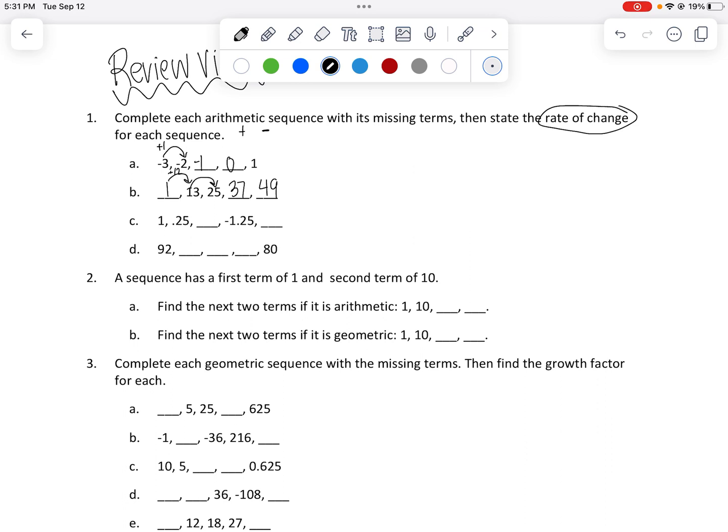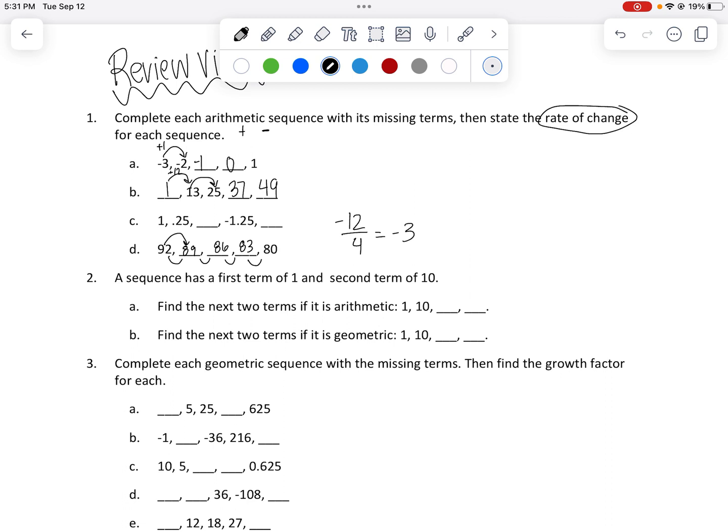The last one, I'll skip C. You can figure that one out on your own as a challenge for you. We know that there's 4 gaps in between here. And the difference from 92 to 80 is a -12. And since there's 4 gaps, it'll be subtracting 3 each time. And you can just check that with 89 to 86 to 83, and it does work out.